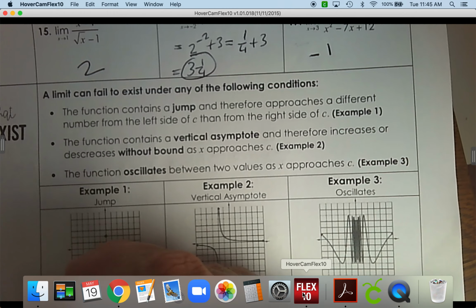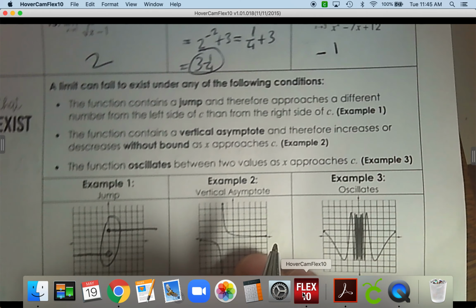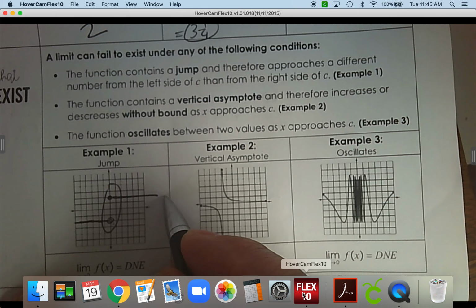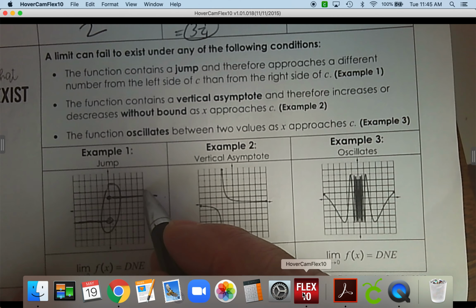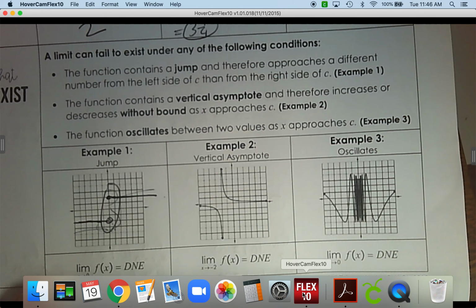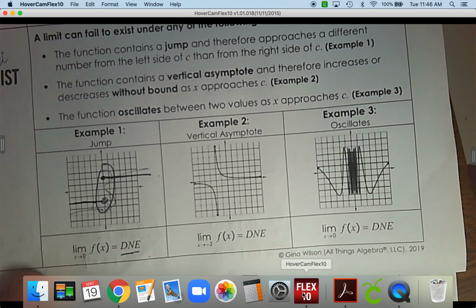Example 1 is one of a jump. You can't see it maybe as clearly, but I'm going to fill it in. Can you see at 0, there's a jump? It goes from here and then jumps to another one. The limit doesn't exist there because the right and the left don't agree what the y value is. There are two different answers if I plugged in numbers around 0. So at 0, the limit does not exist.